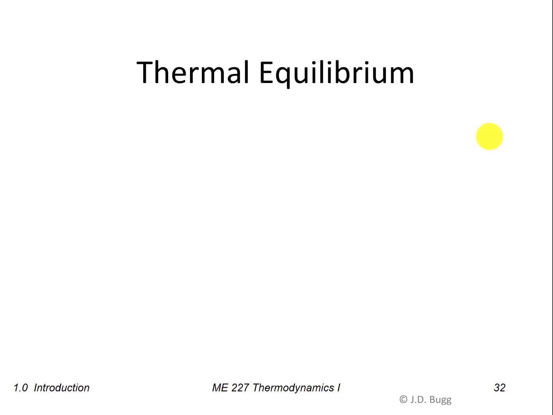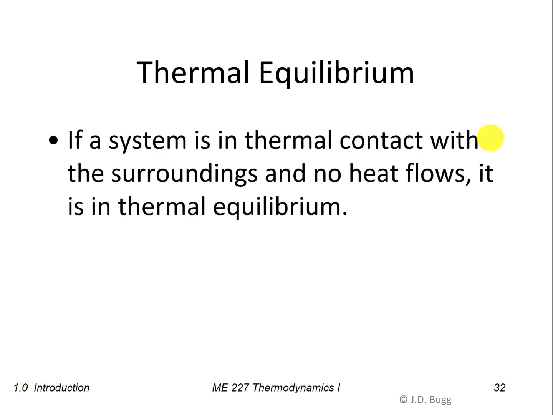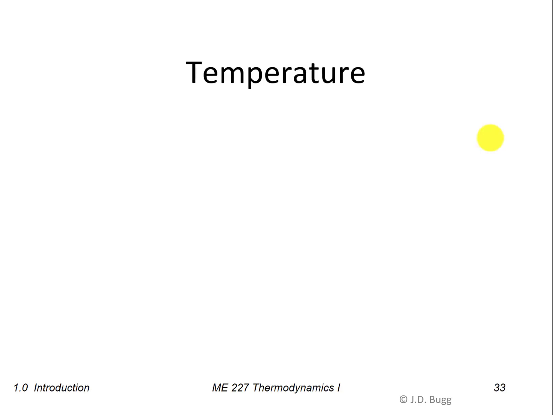Next thing I want to talk about in this list of definitions is the idea of thermal equilibrium. If a system is in thermal contact with the surroundings and no heat flows, it is in thermal equilibrium. Well, what do we mean by thermal contact? This just means that it's in contact and heat is allowed to flow. In other words, it's not insulated. So this brings us to the idea of temperature.